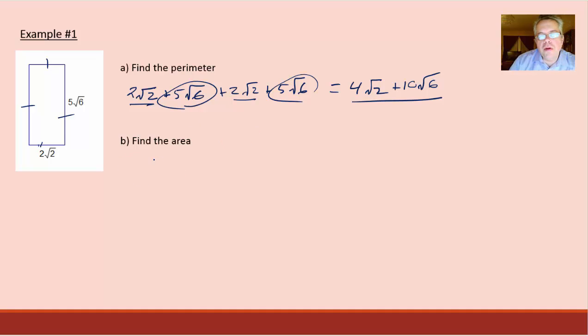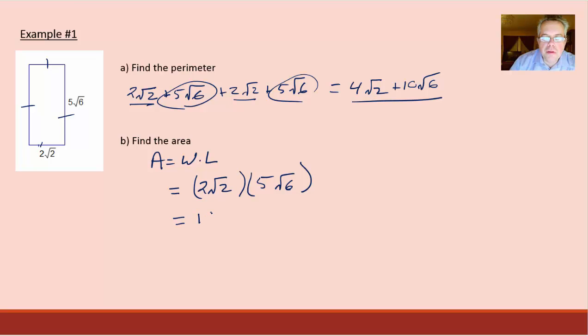To find the area, we have to do width times length. So that's going to be 2 square root of 2 times 5 square root of 6. We have 4 things being multiplied here. We can multiply them in any order we want. 2 times 5 is 10. Square root of 2 times square root of 6 is square root of 12. And we can simplify. So I'm going to break it up. It's 10 square root of 4 times square root of 3. This part is 10 times 2, so that's 20 times square root of 3.